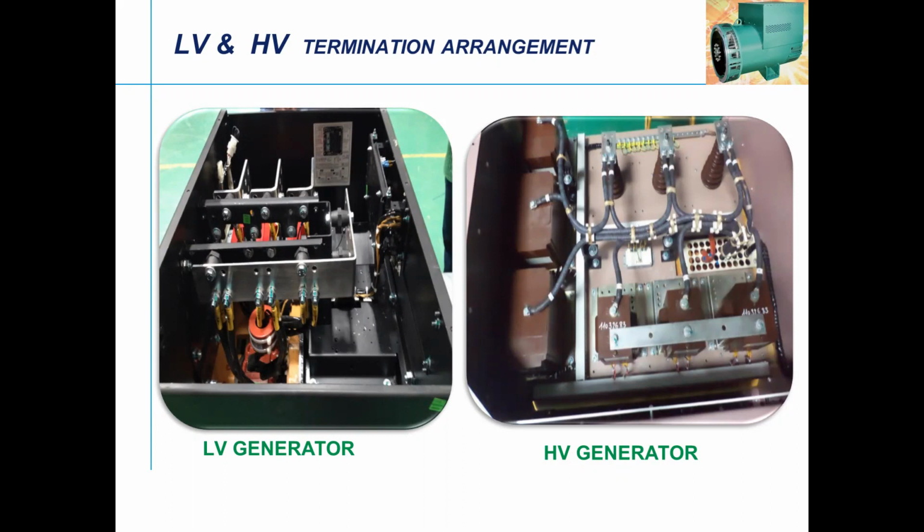The same as the HV generator, where you have the PTs and CTs fitted across, and the output cables have been taken. So this is a three-phase star connected, and the neutral is taken from here, and the phases RYB for the 11 kV output are taken from this.